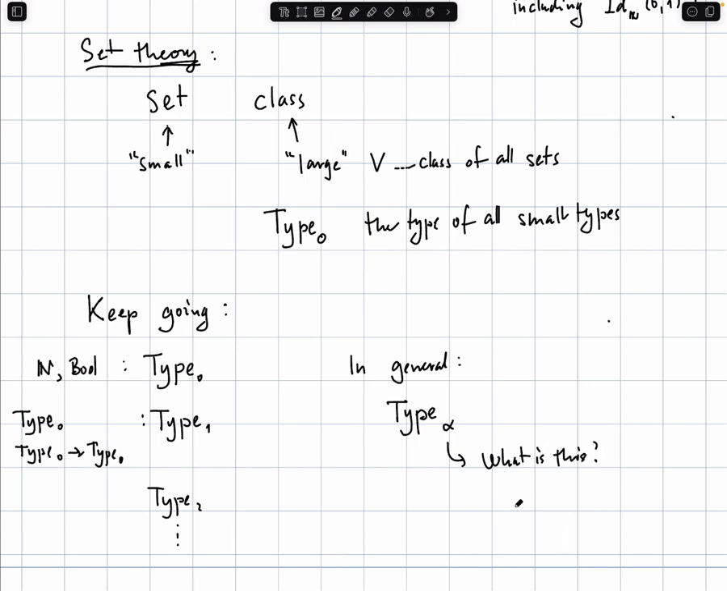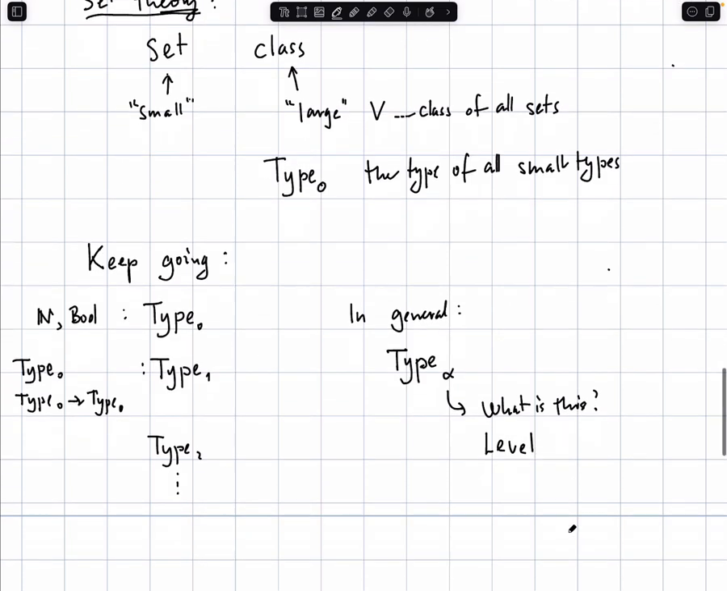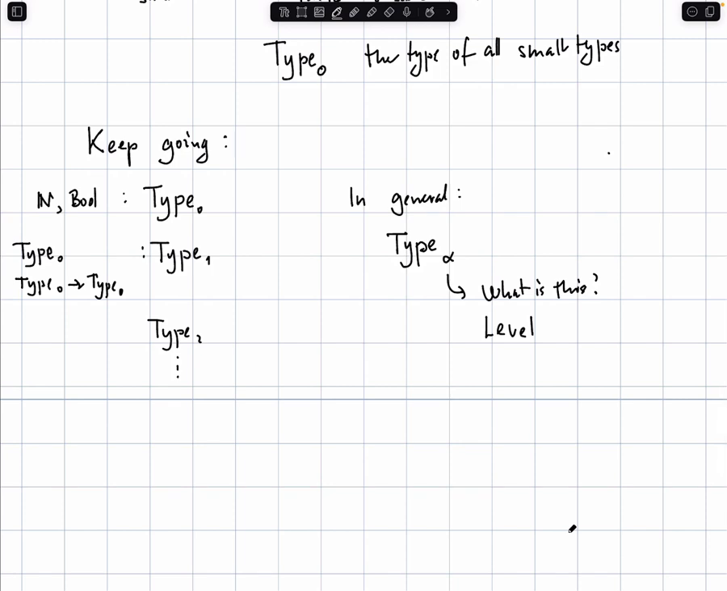And the answer is, it's a level. And then you're going to ask, what is a level? Well, that's an interesting question. It looks like it could be natural numbers, but it cannot be precisely natural numbers, because if it were, I could show that there is a type. I would make the product of all these levels indexed by natural numbers and ask, where is this type?